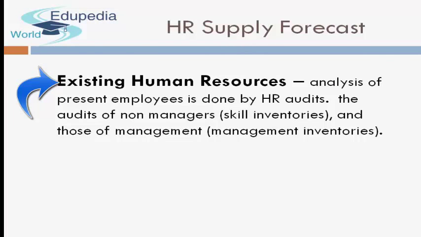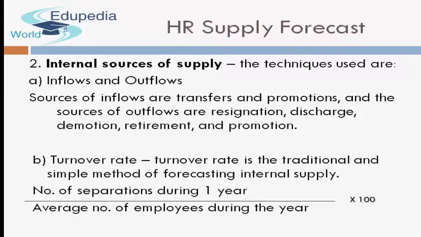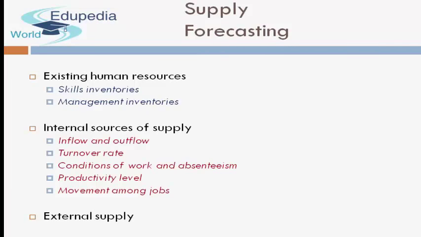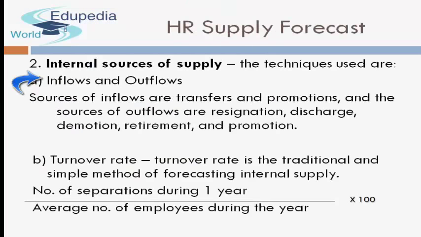We'll cover these one by one. Existing human resource, which we've just covered, involves analysis of present employees done by HR audits, the audit of non-managers and also of the management. The skill inventories and management inventories are kept in mind. Then internal source of supply, as I had mentioned in this slide, involves inflows and outflows. All these five points we'll cover in detail. How do you analyze the internal source of supply? The techniques are inflows and outflows.